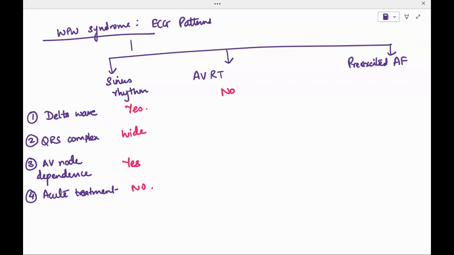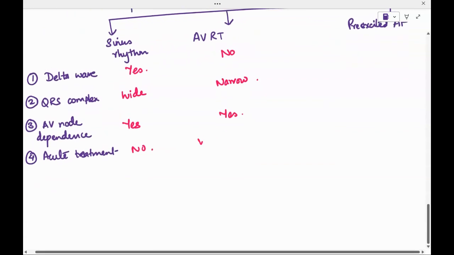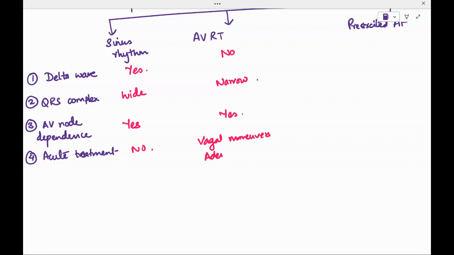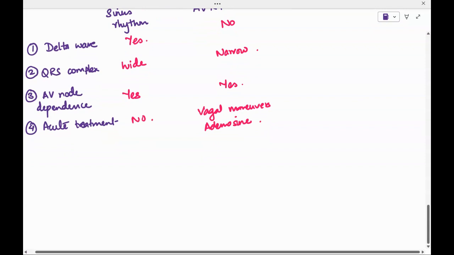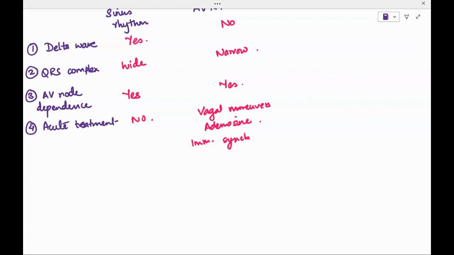Is the delta wave present? No. The QRS complex is narrow, as it is a supraventricular tachycardia. AV node dependence, yes, it is dependent on the AV node. And acute treatment, yes, we can give vagal maneuvers or adenosine in hemodynamically stable patients. And if the patient is not hemodynamically stable, then we can give immediate synchronized cardioversion.